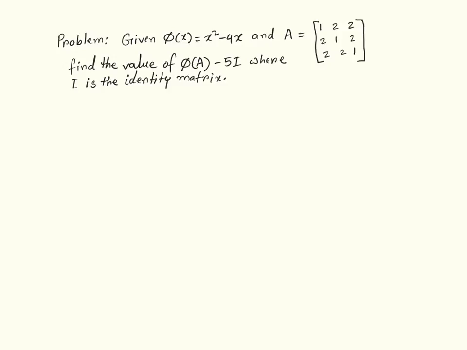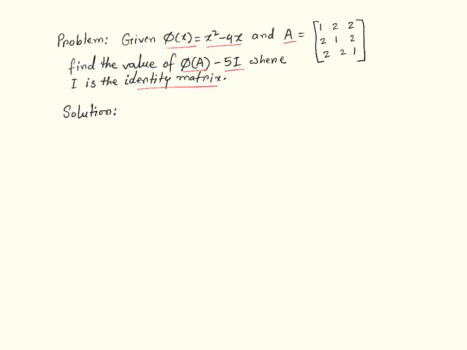In this video, I am going to solve this problem where it's given that phi of x is equal to x square minus 4x and a matrix A is given. Then we need to find the phi of A minus 5 times I, where I is the identity matrix. Okay? So that's what the problem is.